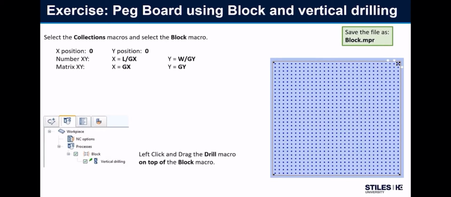Now drag the drilling operation into the block macro. To do this, left-click and drag the drilling operation into the block, ensuring the drilling operation is now below and indented to the block operation as shown. Save this file as block MPR.